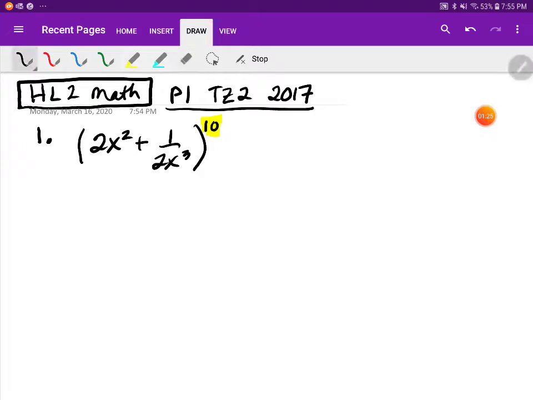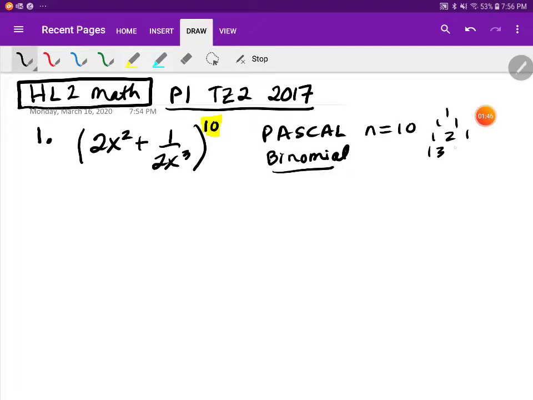Okay, so I would say Pascal, but I'm a little worried because the n is 10. Very worried. I don't feel like doing Pascal. So instead I'm going to use binomial. Now, binomial and Pascal are basically the same. The only difference is that instead of drawing the actual triangle, where you would draw that in Pascal, the binomial tells you that the coefficients are those C's.